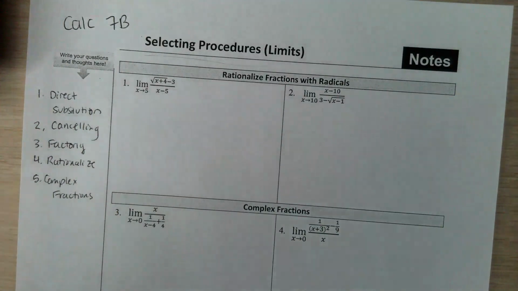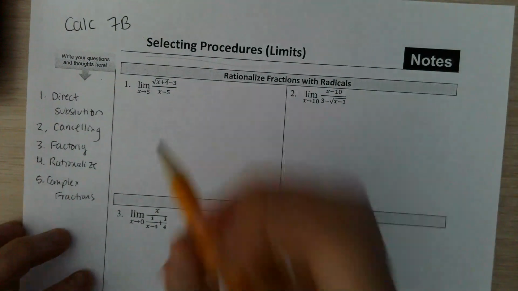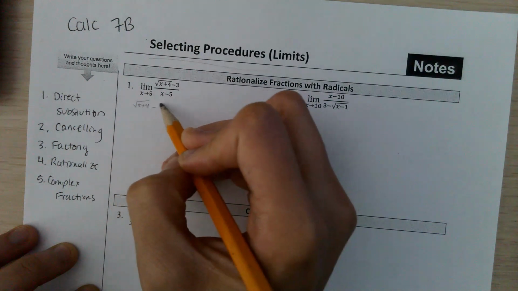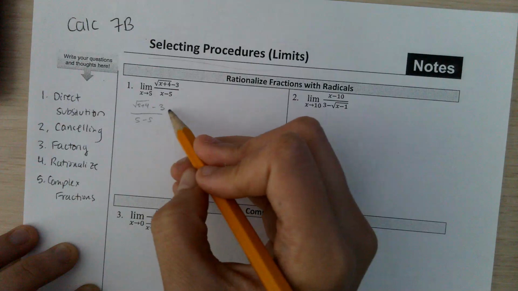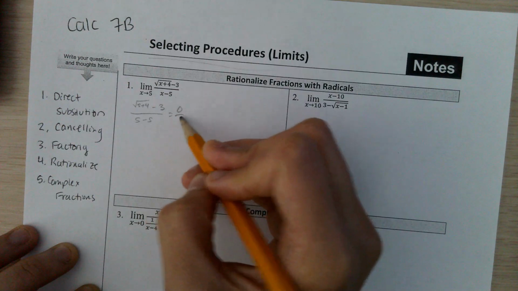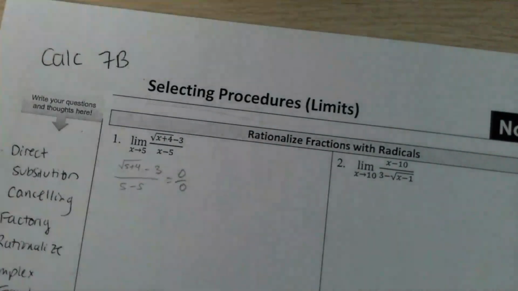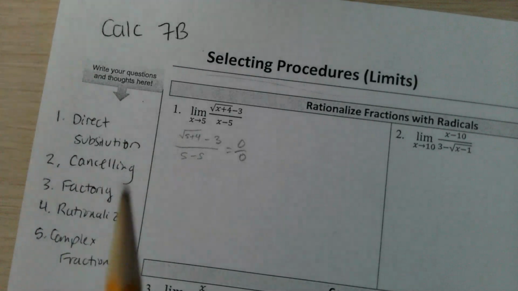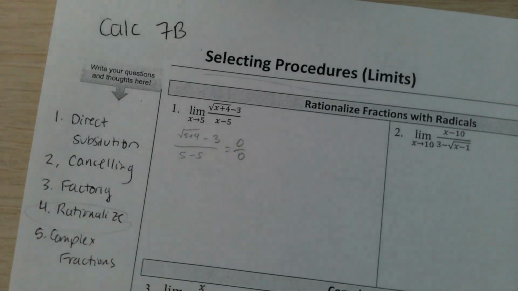Okay, so immediately we always want to start with direct substitution. So if I plugged in 5 into here, I would get 5 plus 4 minus 3 all over 5 minus 5, which would end up being 0 over 0. So we know that that is not good. Since we can't use direct substitution, we have to do something else. We can't really cancel anything. We can't factor anything. So we're going to rationalize.